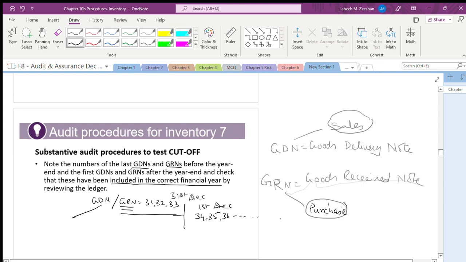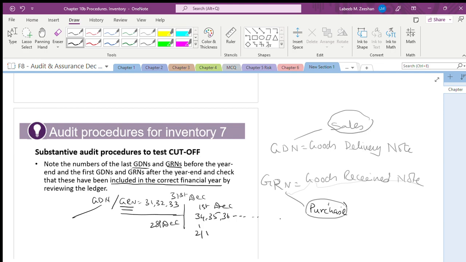If we are saying the date is 2nd of January, is it right? It should be in the next year. If they are going to say that it is related to 28th of December, it should be related in this year. Is it right? That is where we are talking in terms of a cutoff. In the correct financial year, we have to include it.